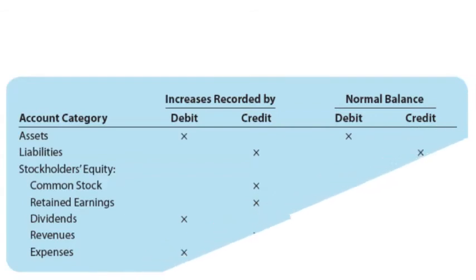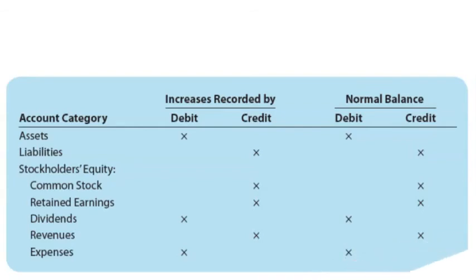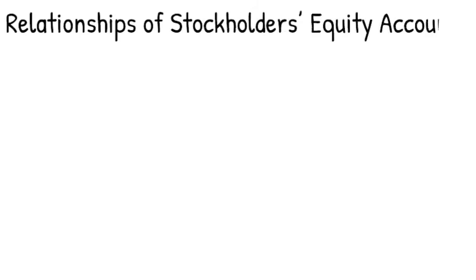As you can see, assets increase on the debit side, just like dividends and expenses. Liabilities, common stock, retained earnings, and revenues increase on the credit side and have that normal balance as well of a credit. Now let's discuss the relationship of stockholders' equity.